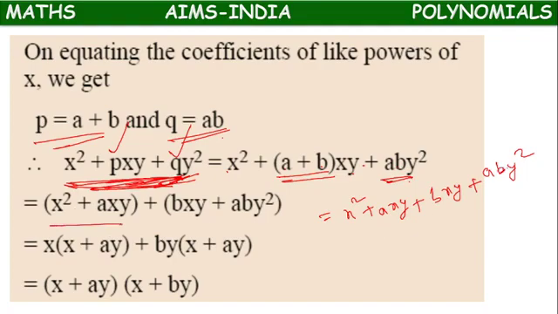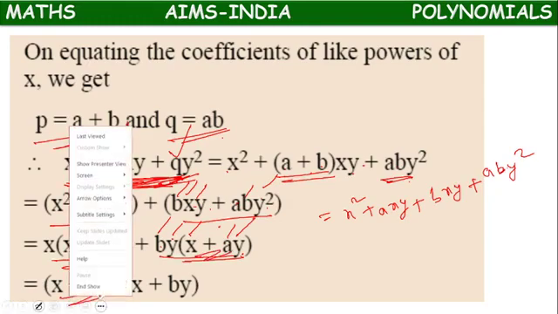First 2, one group, next 2, one group. So in first 2, x is common, x plus ay. In next 2, by is common. B is going out, y is going out, x is remaining. Here a is remaining, b is going out. From y square only one y is going out, another y will remain. Again x plus ay is common.